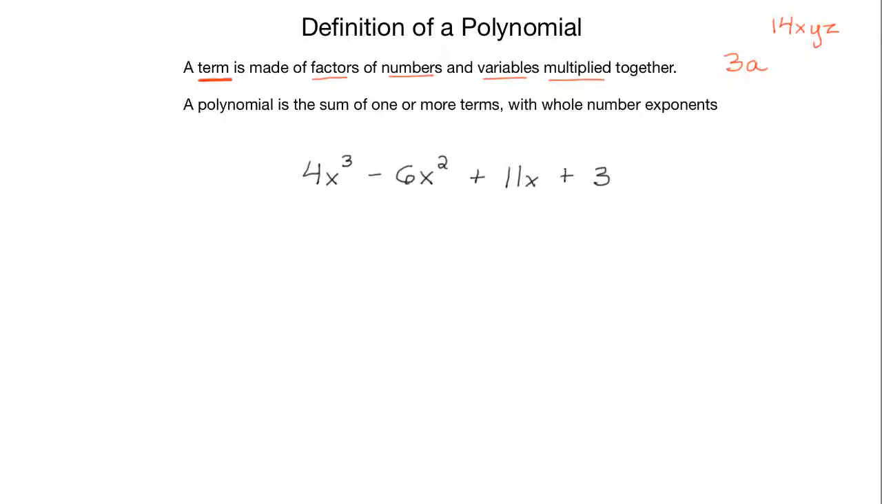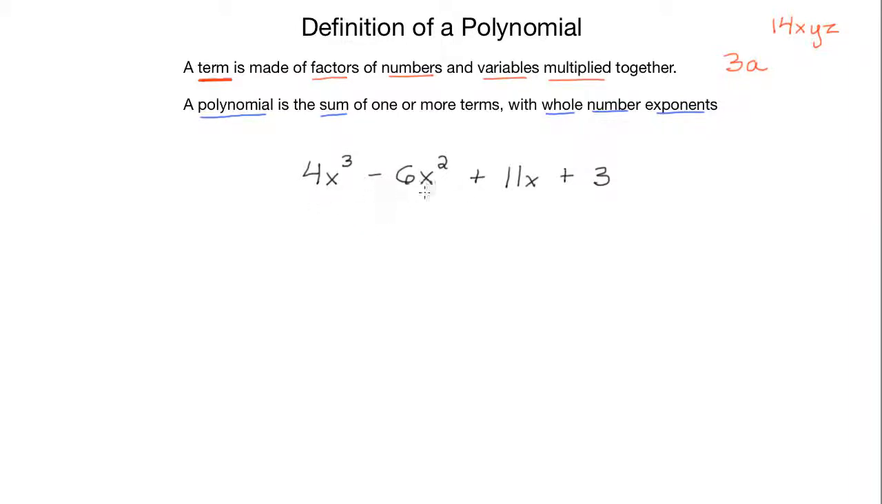So when we talk about polynomials, we need to start off with terms because a polynomial is simply the sum, that's addition, the sum of one or more terms, and those terms have to have whole number exponents. All right, so there is a definition of a polynomial. We're going to base it off that. We're going to fill out a lot more words here. But let's look at what we got here.